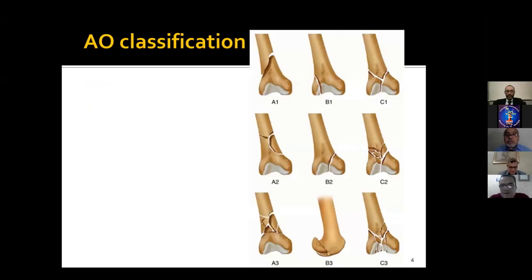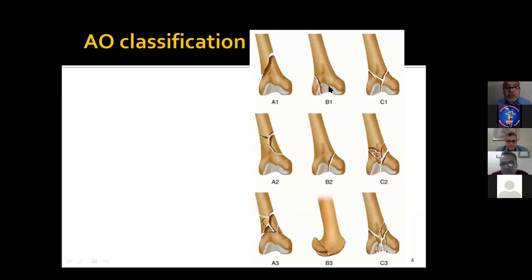We are all aware of the AO classification, and it is as simple as that. Type A is extraarticular, type B is partial articular, and type C is complete articular. If we move on in the same class, we get higher grades of complexity, so that in A1 it is simple metaphyseal, in A2 there is a wedge fracture, and in A3 it is multifragmentary metaphyseal.